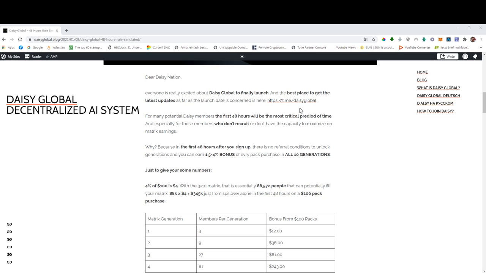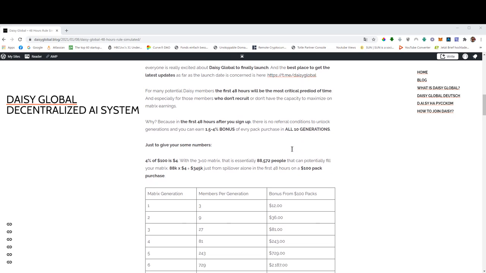Okay, so why is this 48 hours rule so important? Well, this will be the most critical period of time for most of the Daisy members, especially for those who don't recruit and who don't have the capacity to maximize on the metrics earnings. The 48 hours will start whenever you sign up and buy your first pack. This is really, really important to understand, because there are many promoters out there saying that the 48 hours will start with the Daisy launch. No, this is not true. The 48 hours will start whenever you buy your first pack. So every one of us will have his or her own 48 hours.